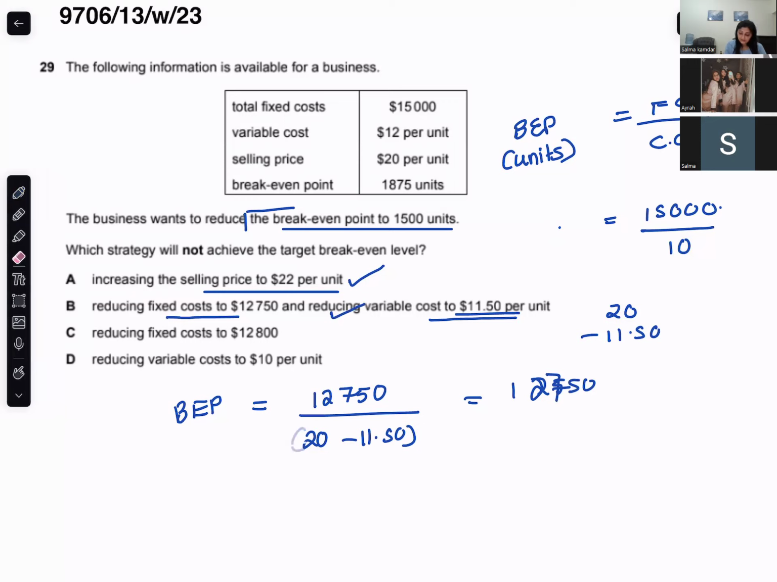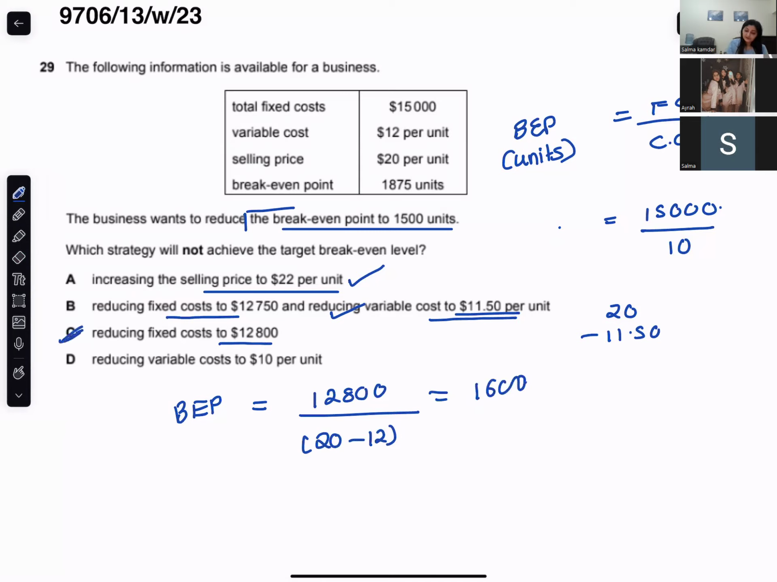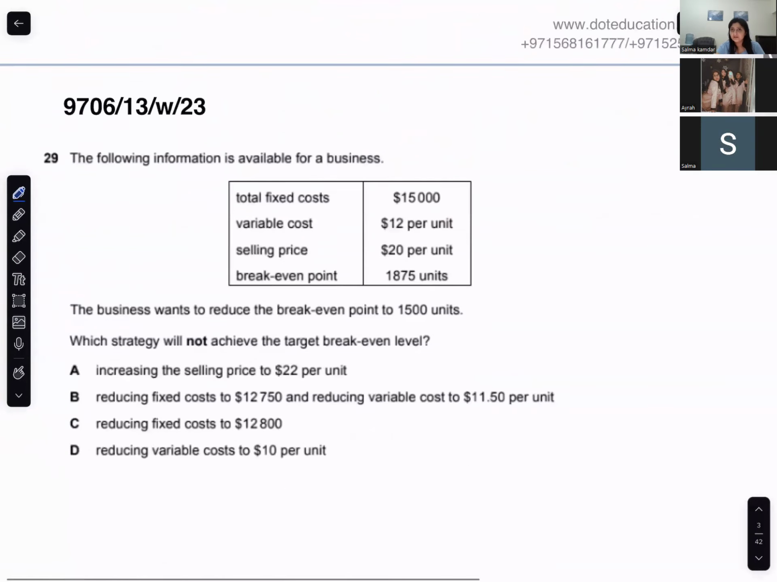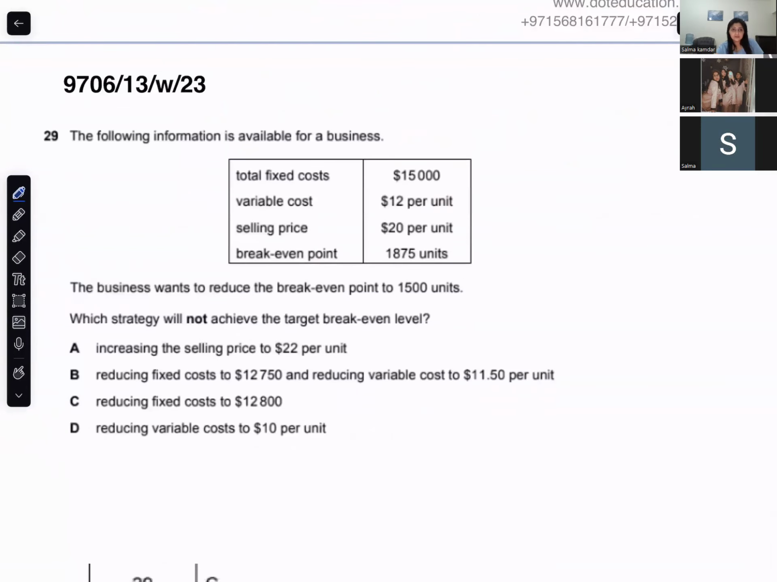Go to the next one. Reducing fixed cost to 12,800. So 12,800 divided by 8 is 1,600. So this will not help you achieve the break-even point that you are looking at. So the answer is option C. Go to the next one.